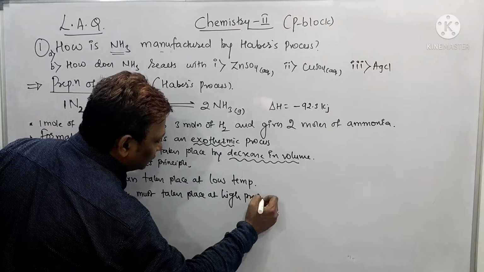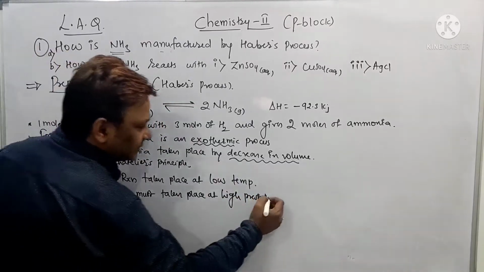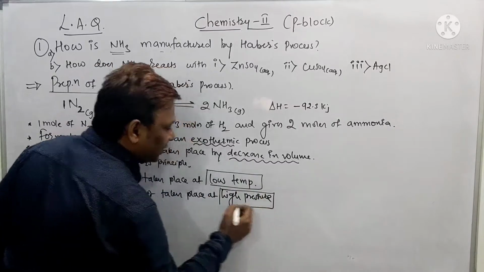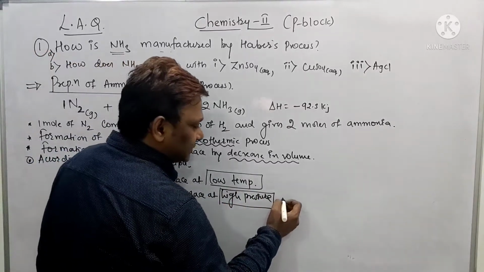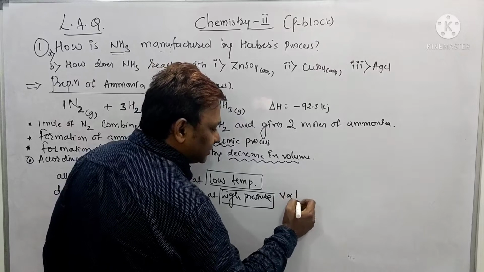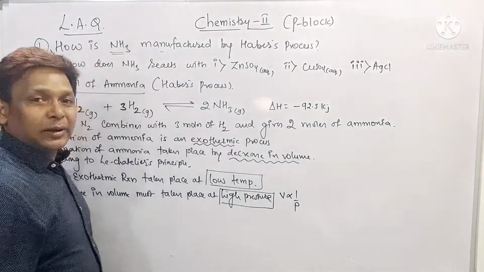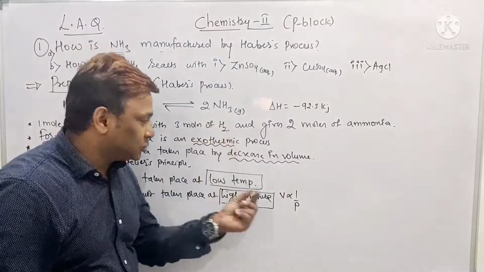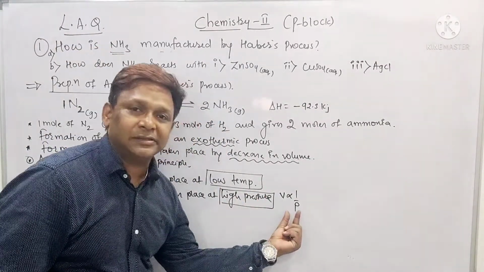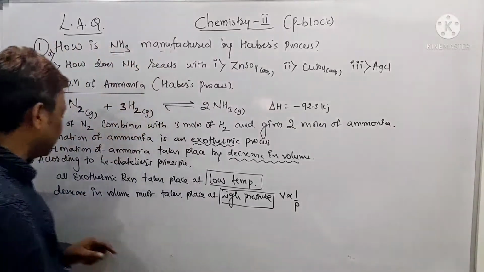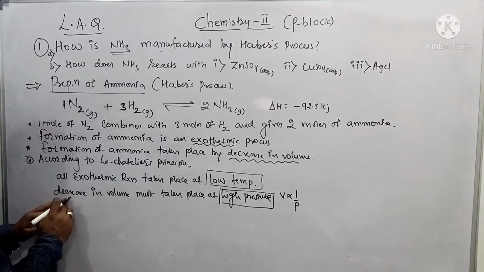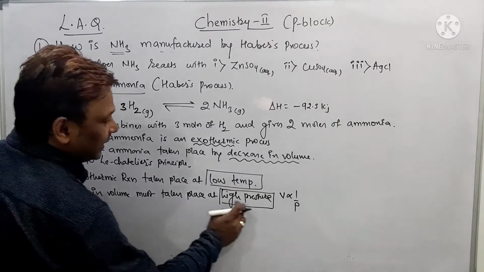See beta, you have two terms here. One is temperature, which should be low. One is pressure, which should be high. Because Le Chatelier's principle says, beta, that volume is inversely proportional to pressure. Now as we know, formation of ammonia takes place by decrease in volume, so it must take place at high pressure. So we can say, beta, all exothermic reactions take place at low temperature, and a decrease in volume must take place at high pressure.